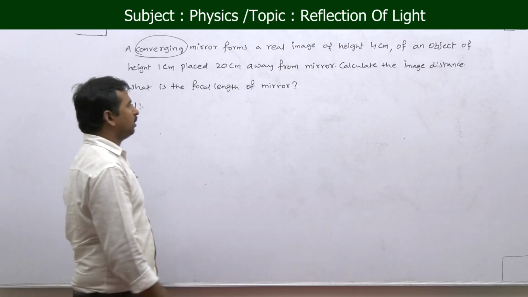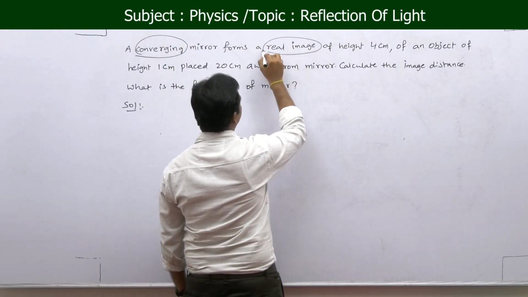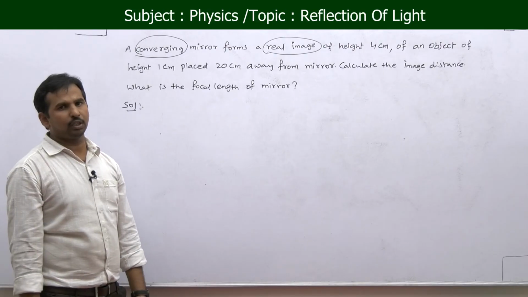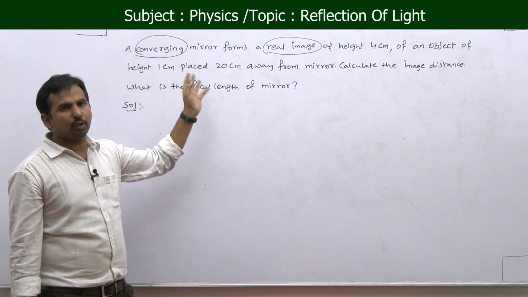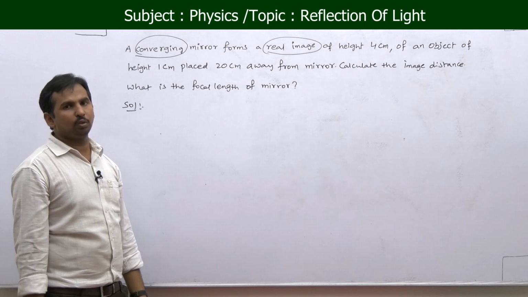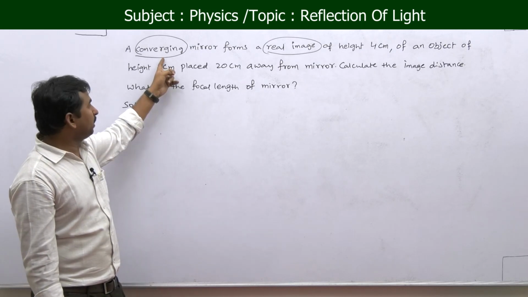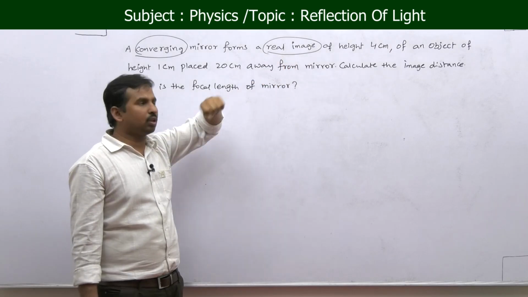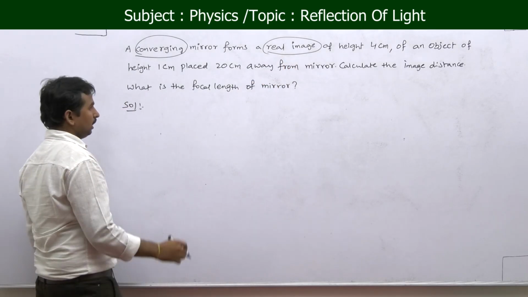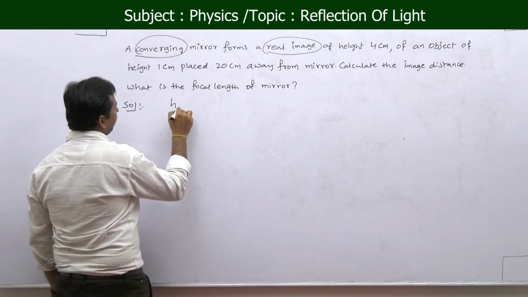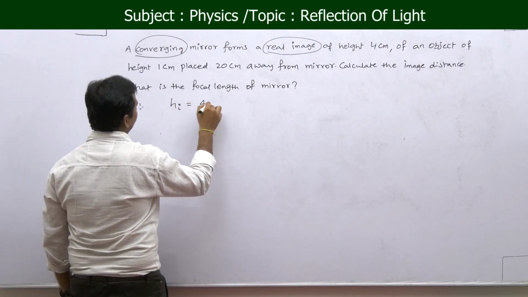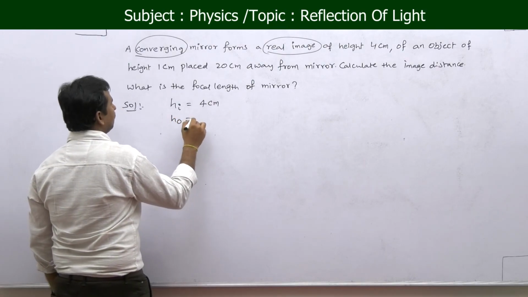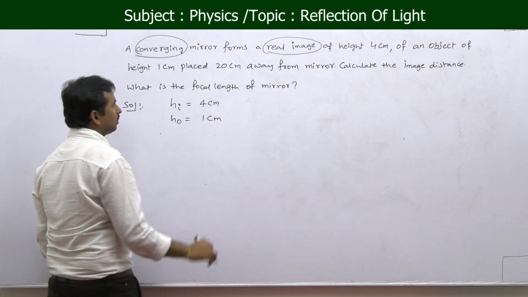And another important thing, if you see here, it forms a real image. A real image is formed only by a concave mirror, but not a convex mirror. So obviously this problem is about a concave mirror, because it is converging as well as forming a real image. Okay, so that is our first conclusion here. And in the given problem, the height of the image is given, which is 4 centimeters, and the height of the object is given, which is 1 centimeter.